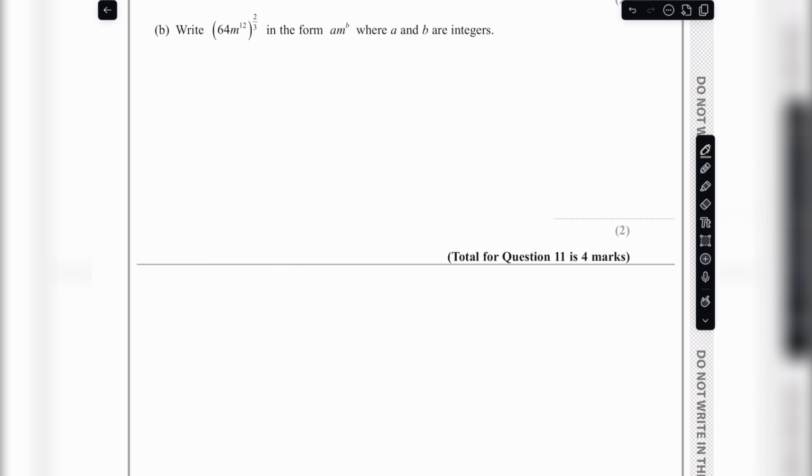In the final part of this question, we are told to write this expression in the form am to the power of b, where a and b are integers. So using the law of indices, we can split this into 64 to the power of 2/3, multiplied by m to the power of 12, raised to the power of 2/3. And so 64 to the power of 2/3 is 16. And using the law of indices, we can multiply the power 12 by 2/3. So this is m to the power of 12 times 2/3. And 12 times 2/3 is 8. So the final answer is 16m to the power of 8.